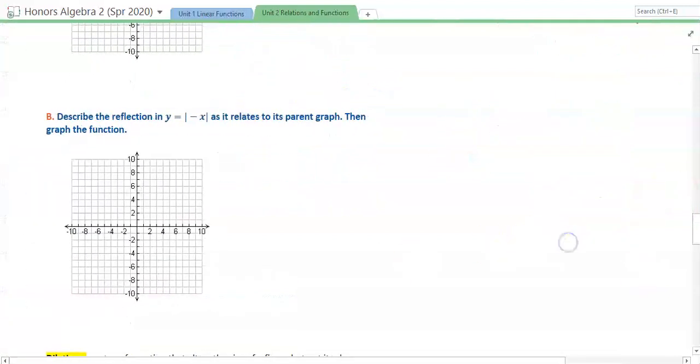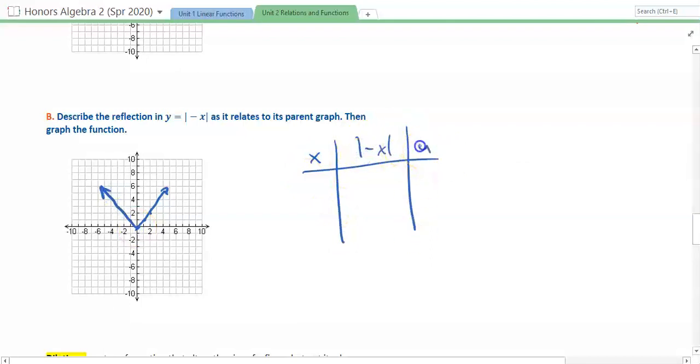All right, so let's look at example B. Describe the reflection in y is equal to the absolute value of negative x as it relates to the parent graph. And so again, we'll graph up our original function. So there's our parent. Our parent is just this V starting at the origin. Both sides have a slope of 1 or negative 1.